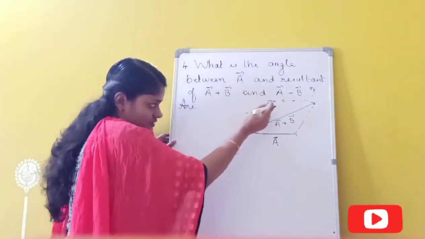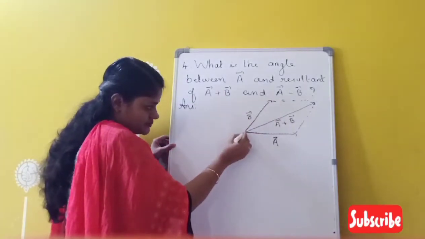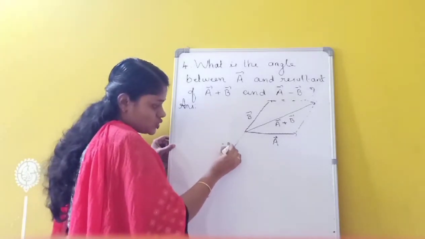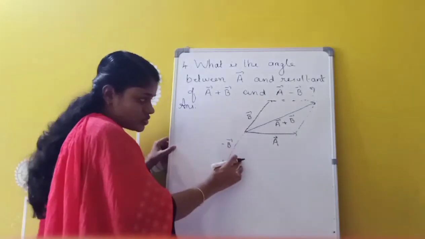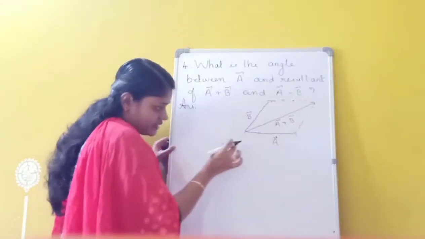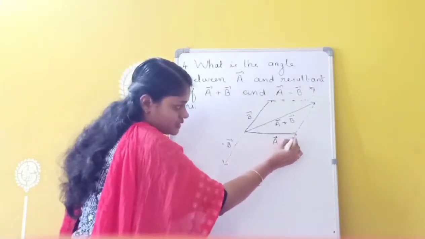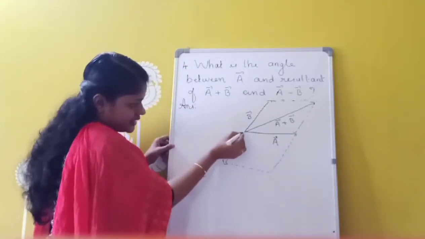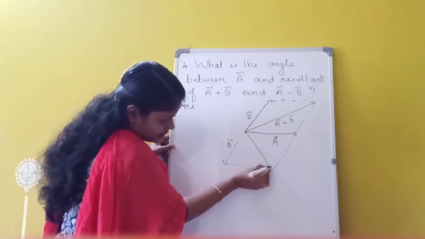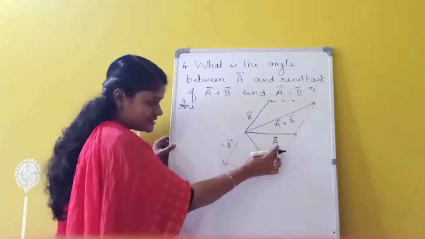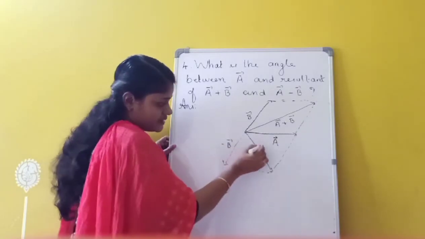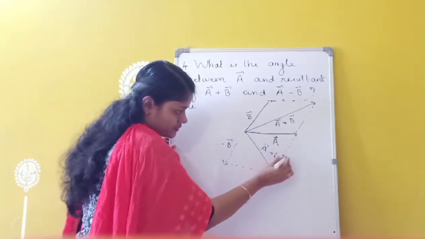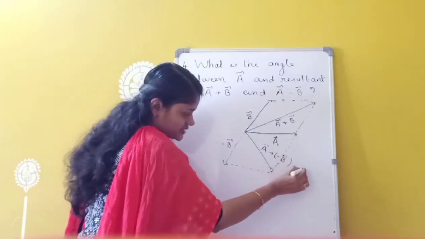Similarly, suppose I take another vector in the opposite direction of vector B, like this. This is taken as minus vector B, just the opposite direction. Here also we can find the resultant of vector A and minus vector B. So I am completing this parallelogram, and here also I will get a diagonal. This diagonal will give the resultant of vector A and minus vector B. The resultant can be written as vector A plus minus vector B, or we can write vector A minus B.